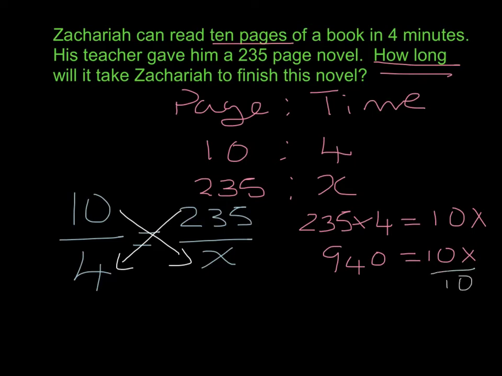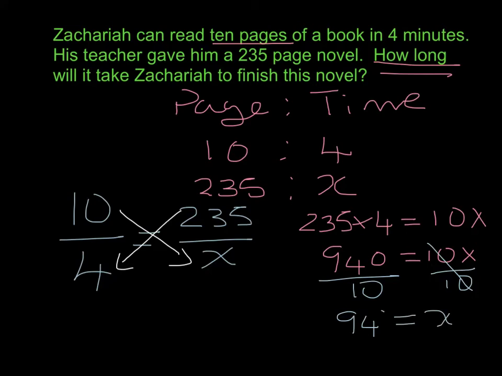So in order to get rid of this 10, I'd have to divide it by 10. Whatever I did to one side, I have to do to the other side to make a balanced equation. So 940 divided by 10 would equal 94 equals x. So it's going to take him 94 minutes to read this novel.